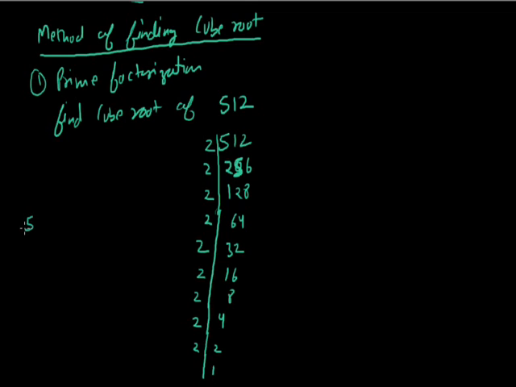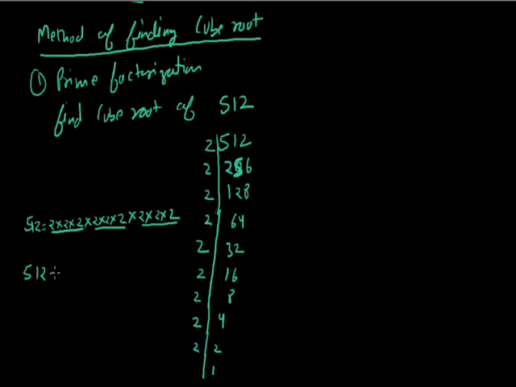So 512 can be written as 2 into 2 into 2 into 2 into 2 into 2 into 2 into 2 into 2. So 2 occurs 9 times, and we have to make triplets of 3. This is one triplet, this is another triplet, and this is another triplet. As we are able to make the triplets and no number is left, we can say that 512 is a perfect cube.